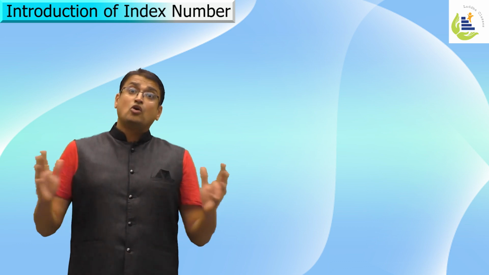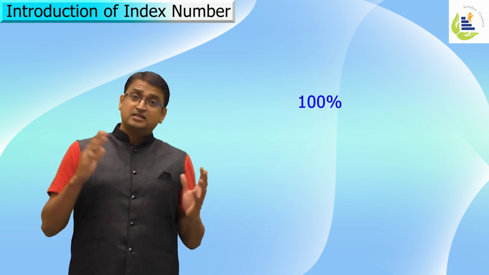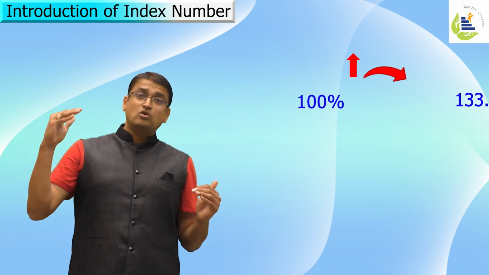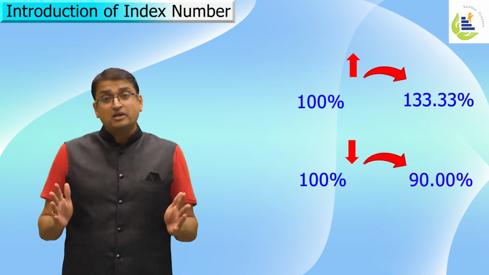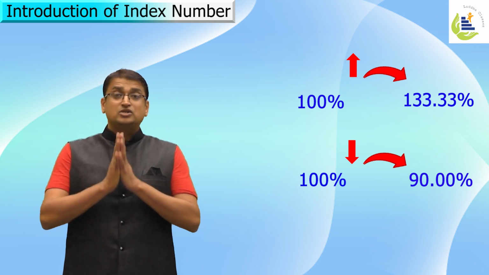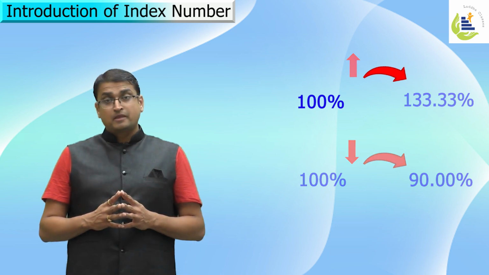So index number is the study of an economic variable through changes over a period of time. In a nutshell, index numbers are basically the study of economic variables through changes over a period of time. From base year to current year, what are the changes? If it is increasing, we see the percentage is more. If it is decreasing, we see the percentage is less. We cannot measure absolute index number. It is always the relative change we calculate in terms of index number.